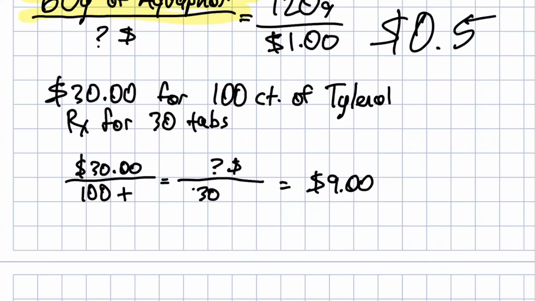So really, and this is true for every one of these problems, it's going to be set up exactly that way, unless you're giving the entire amount of the product.